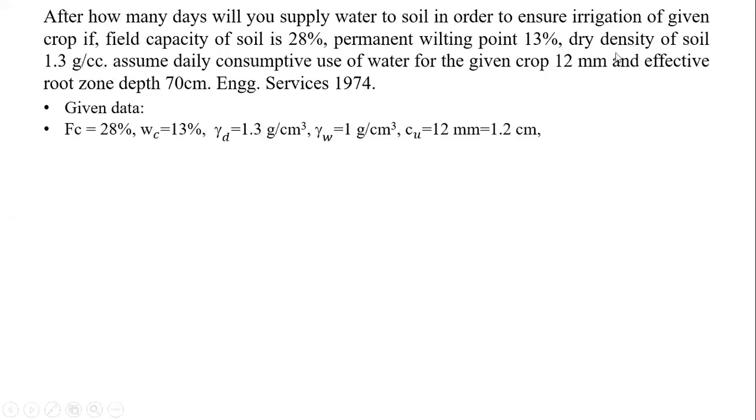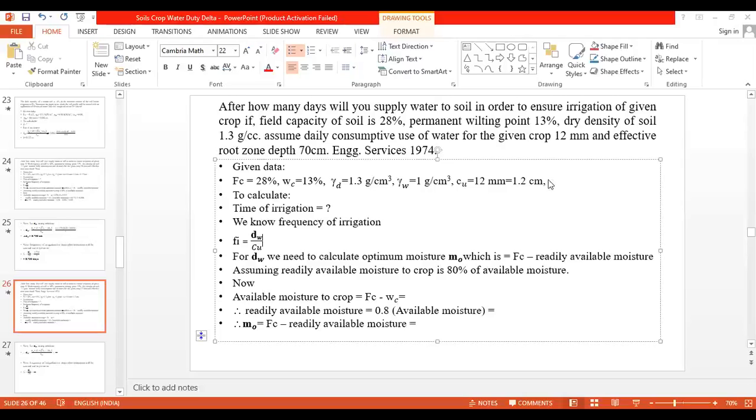So in the same units will be required for the water, that is gamma W, and it's 1 gram per cc or 1 gram per centimeter cube. Then consumptive use, they have given us as 12 millimeter, that is 1.2 centimeters. Then along with that, they have given us the magnitude for the root zone depth, that is small d.